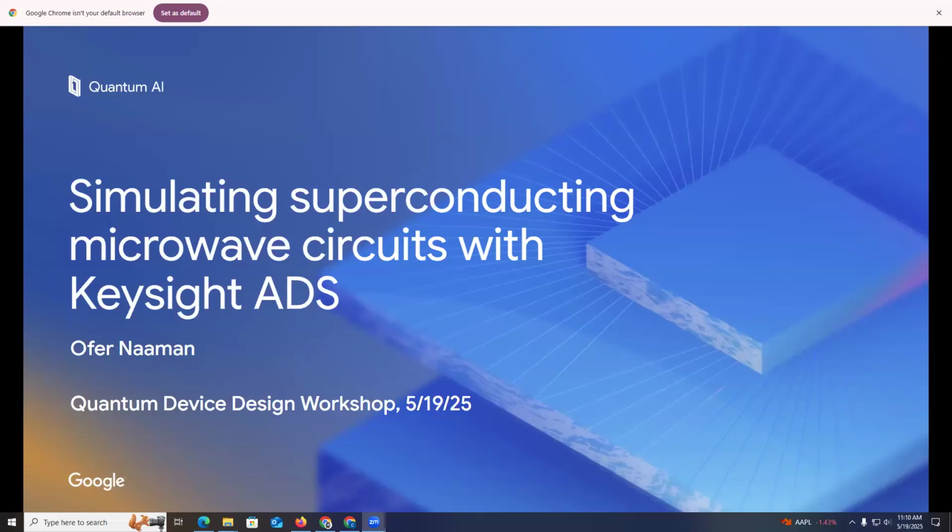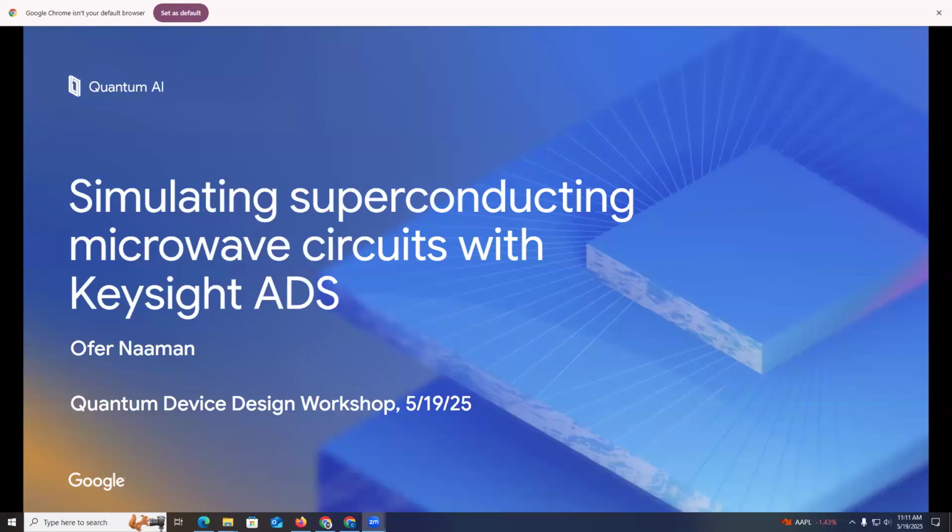So yeah, I'm Ofer Naaman. I'm from Google. I'm going to be talking about frequency domain simulation of superconducting circuits. In particular, I'm going to talk about how making our simulation tools aware of flux quantization and the constraints that they bring in superconducting circuits. This is work that we've done in collaboration with Keysight. What I'm going to show you is based on Keysight ADS, which is EDA software.